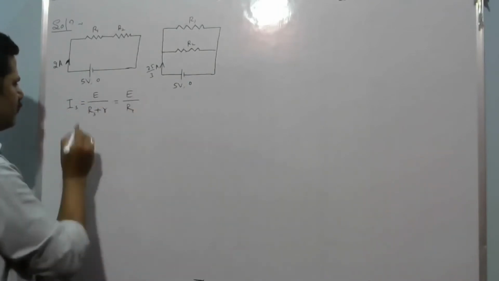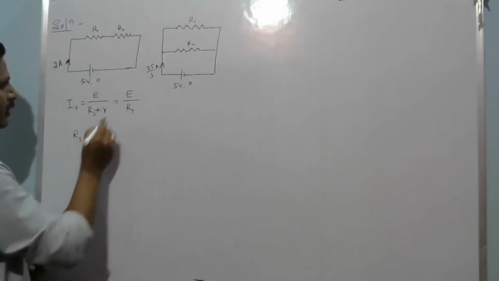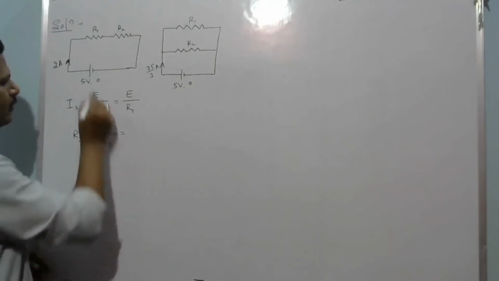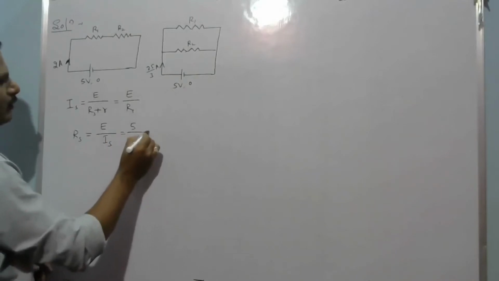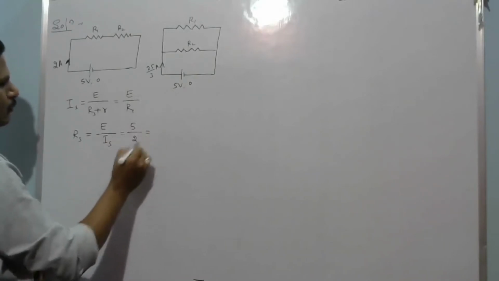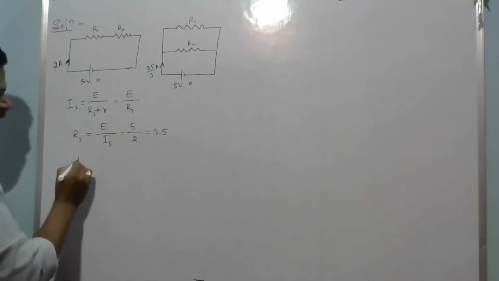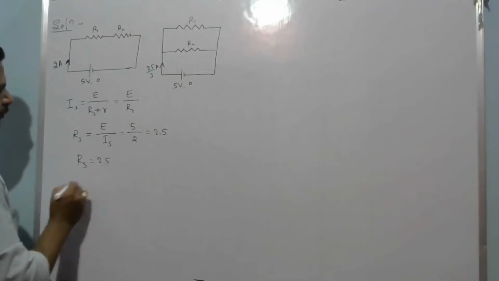Now on rearranging, RS can be written as E divided by IS. Here E equals to how much? 5. I is equals to 2 ampere. This will be equals to 2.5. Here RS is equals to 2.5. That is, we can write RS is equals to 2.5.